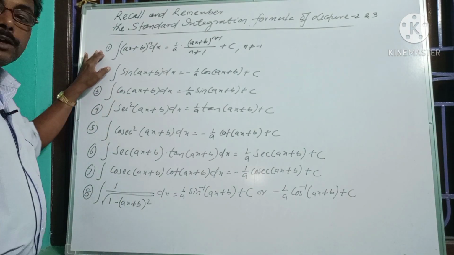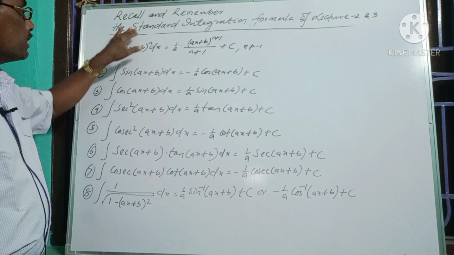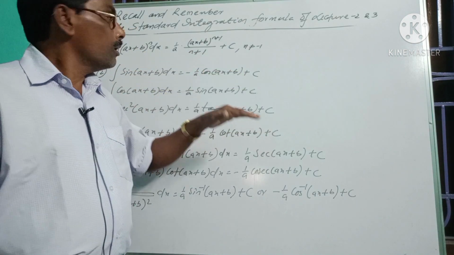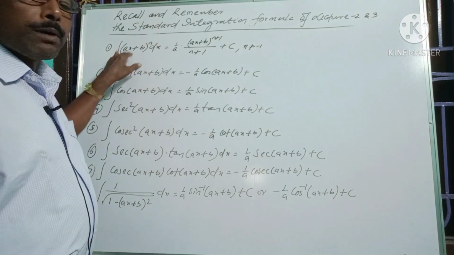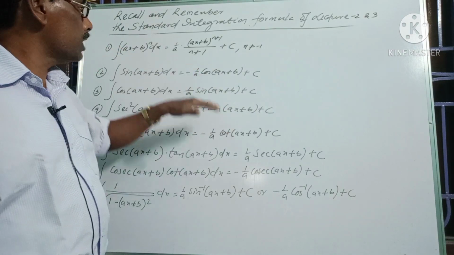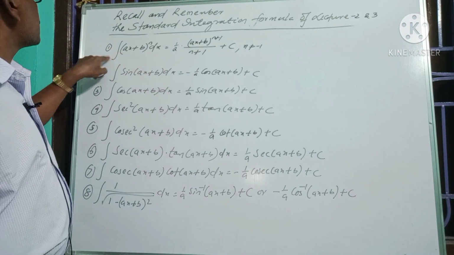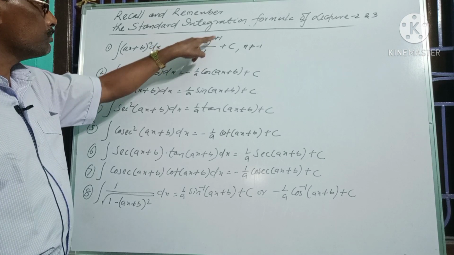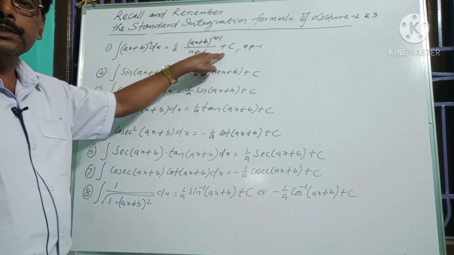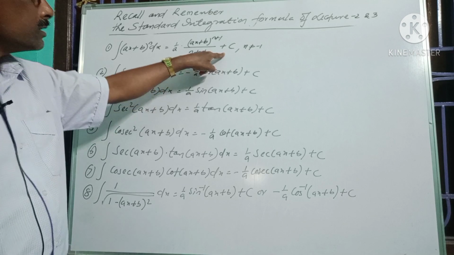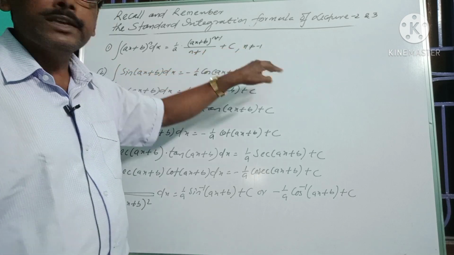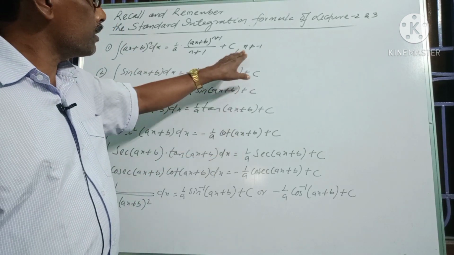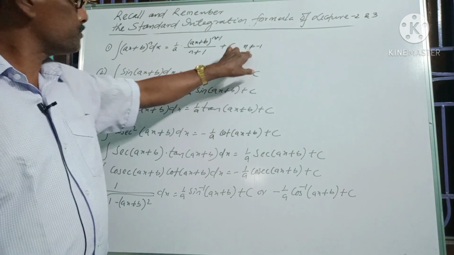The first formula is integration of (ax plus b) to the power n with respect to x. Here (ax plus b) to the power n is a composite function of an algebraic function and a power function. So by the method of substitution we have got the formula: integration of (ax plus b) to the power n with respect to x is 1 by a into (ax plus b) to the power n plus 1 by n plus 1 plus c, where c is the constant of integration and the condition is that n is not equal to minus 1. If n is equal to minus 1, then the integrand will be undefined. So n can never be minus 1.